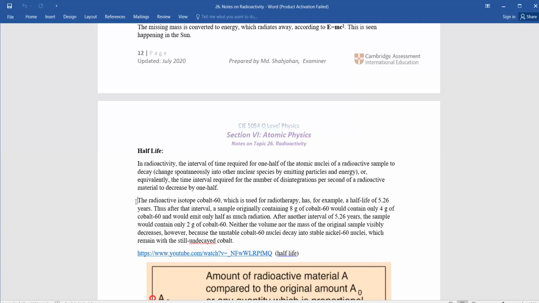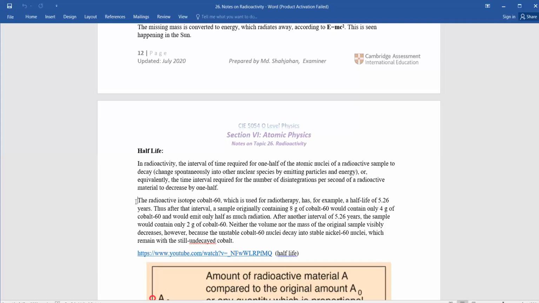Sir, does the nickel stay with the cobalt? It is staying, in a mixture, right? It's not flying away. What is happening is that the emissions are going away. The given sample and the product, everything is staying together. Okay, got it. It's clear, right?